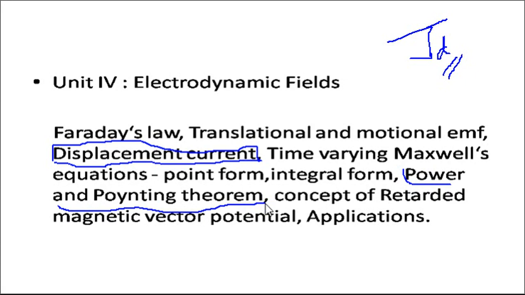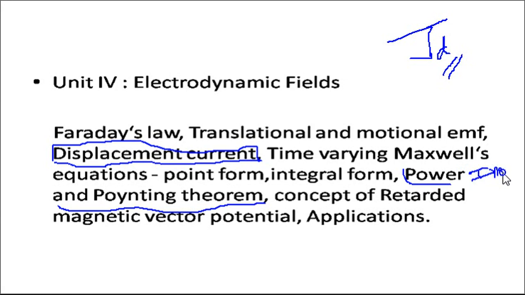See, there are 4 questions which can be asked in unit number 4. So let's say question number 5 has 2 bits, question number 6 has 2 bits. Either you need to attempt the first 2 or the last 2. So in one of these 4 questions you will get power and Poynting theorem. If you don't get it here, you will get it in unit number 6. So power and Poynting theorem, don't forget, is the most important bit of the topic, completely theoretical.